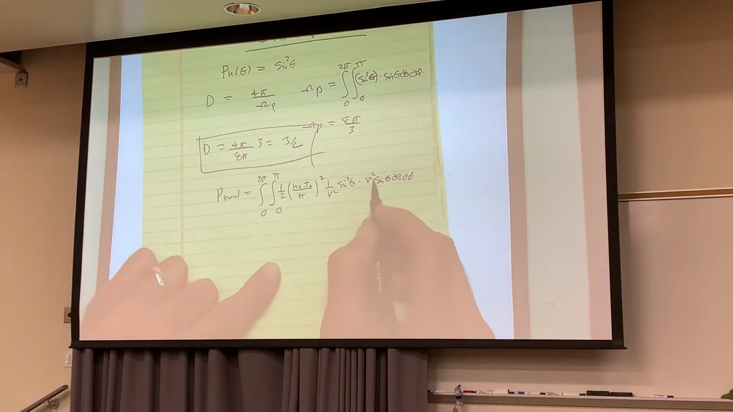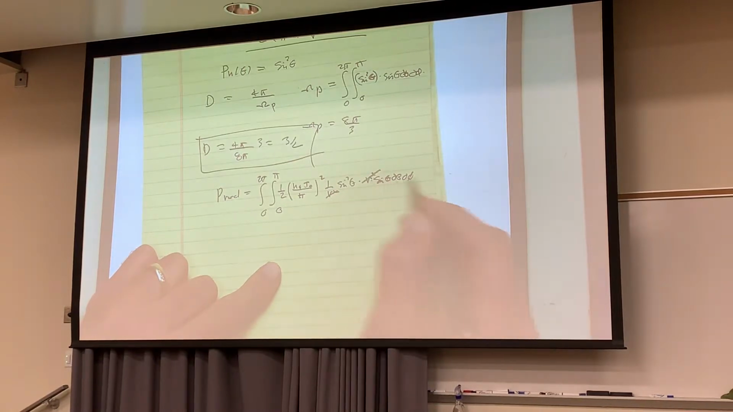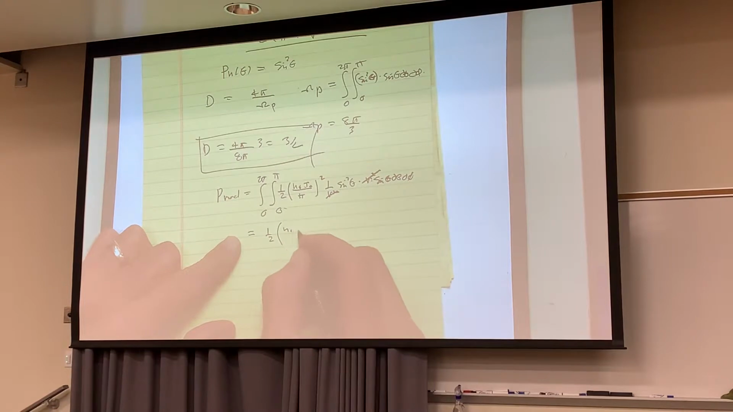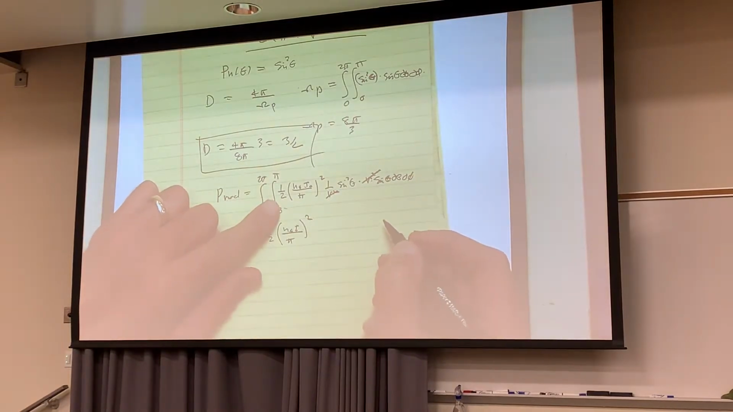All right, now, look here. You'll notice the r squared here cancels the r squared here, correct, class? You know you're going to get rid of that. This is a constant, isn't it? That can come out in front, and what am I left with? 1/2 eta naught I over pi squared, and then I have that sine cubed integral, d theta d phi again, correct?